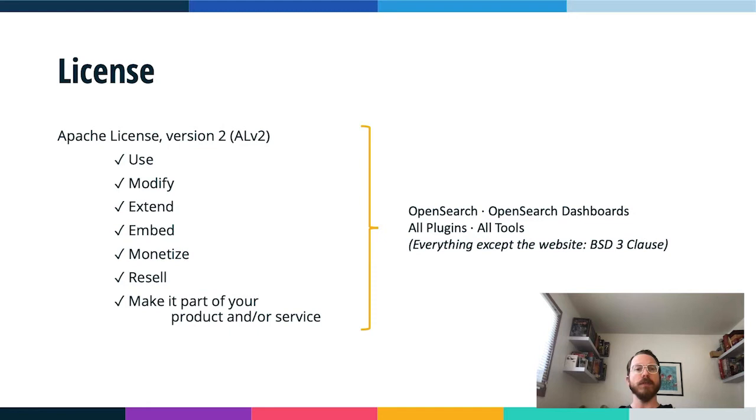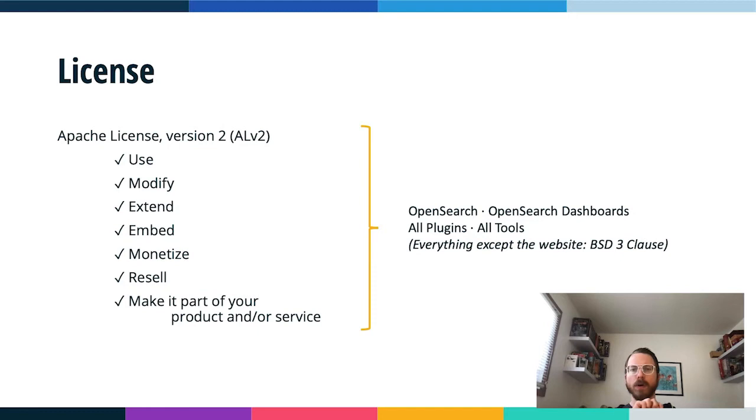Now, everything in the project, with the exception of the website, which we'll get to in a second, is Apache 2 licensed, or ALv2, as we often shorten it. That means all the plugins, all the tools, OpenSearch and OpenSearch Dashboards are licensed the same way.